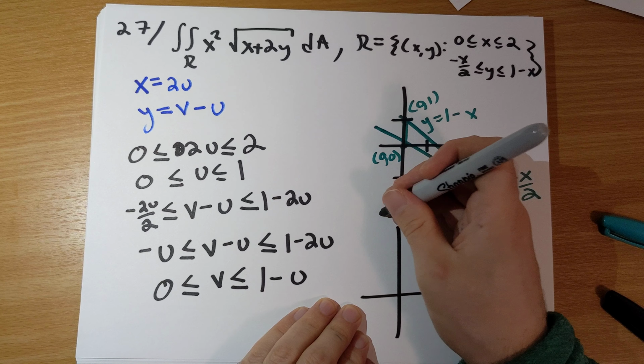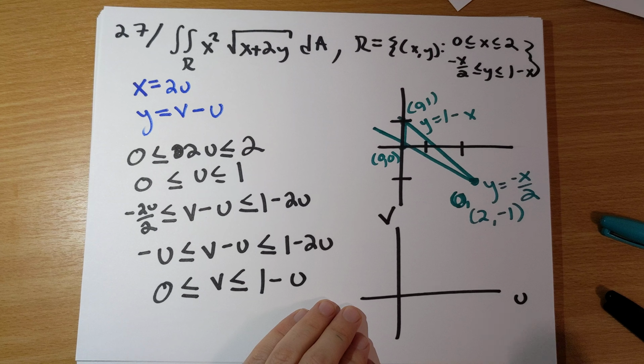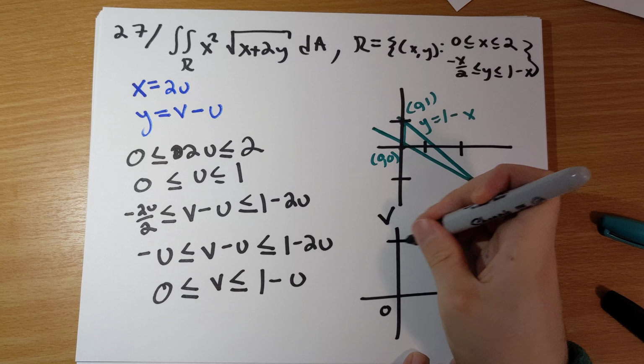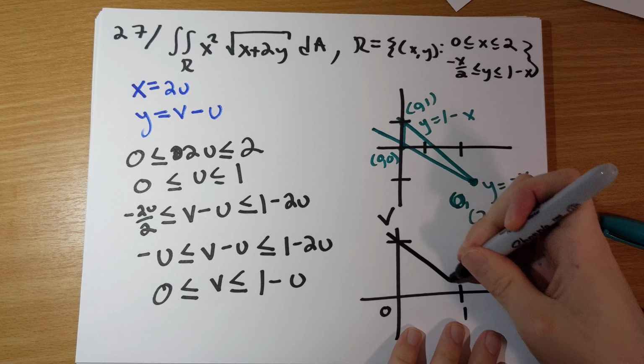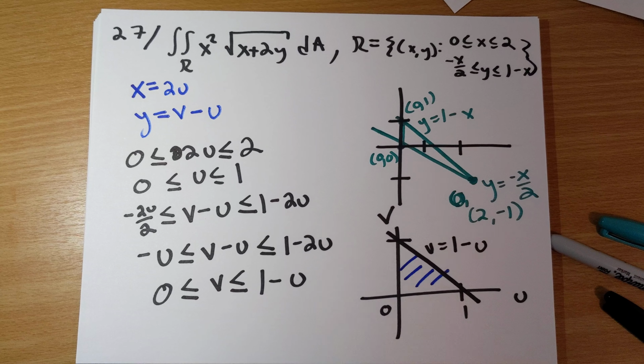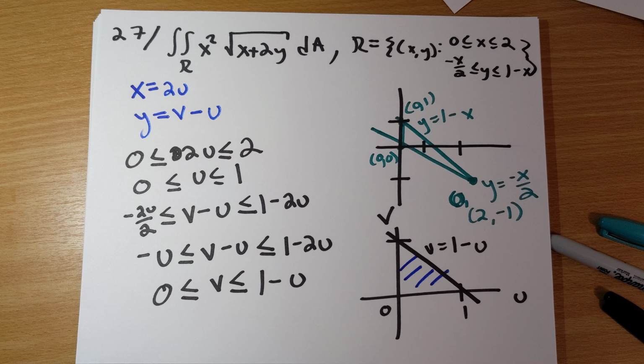So in the uv plane, let's sketch this. We aren't asked to do this, but I think it's useful here. u runs from 0 to 1, and then v runs from 0 to 1 minus u. This is the curve v is equal to 1 minus u here. And so we'll be integrating over this triangle right here. It's worth checking to make sure that all of the corners of the triangle work out.